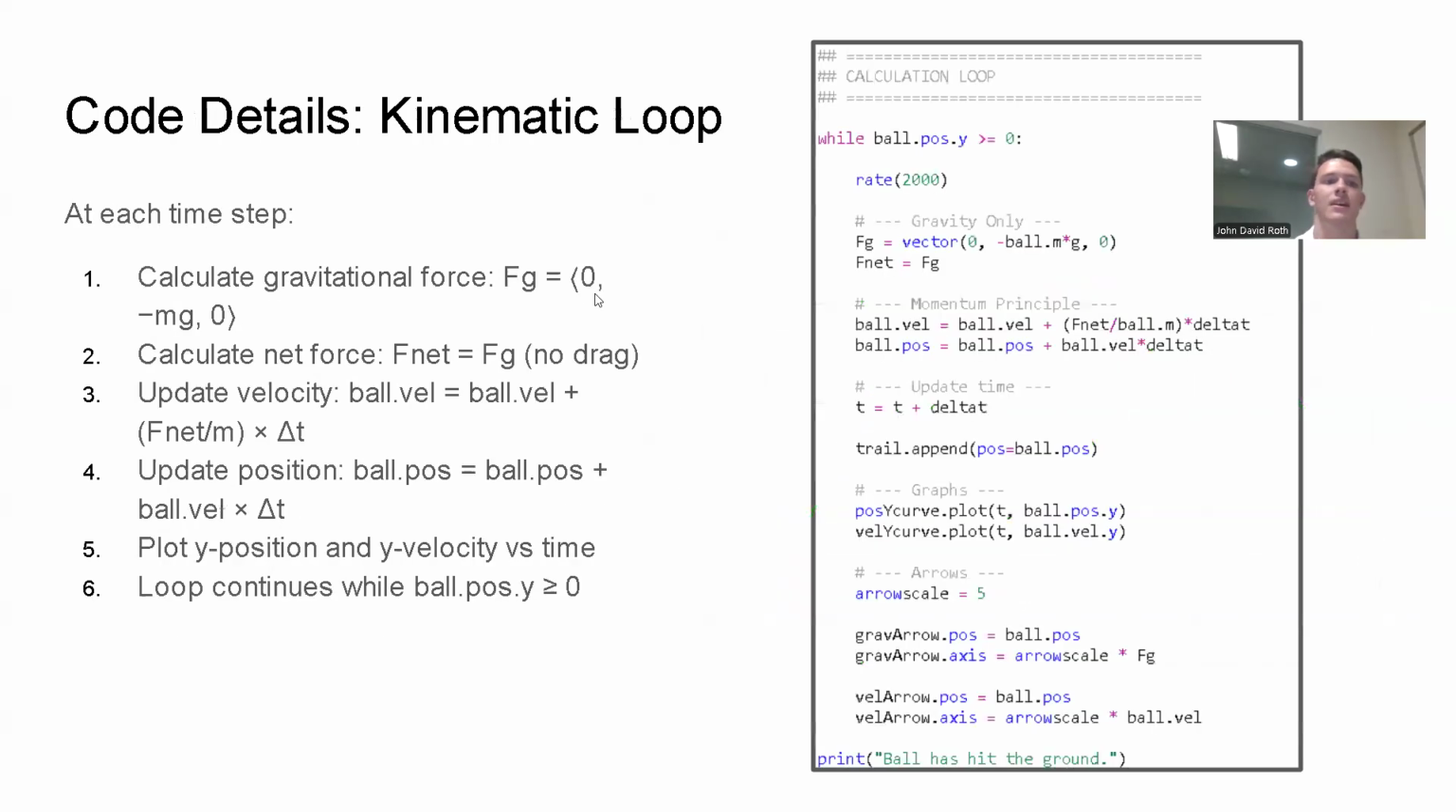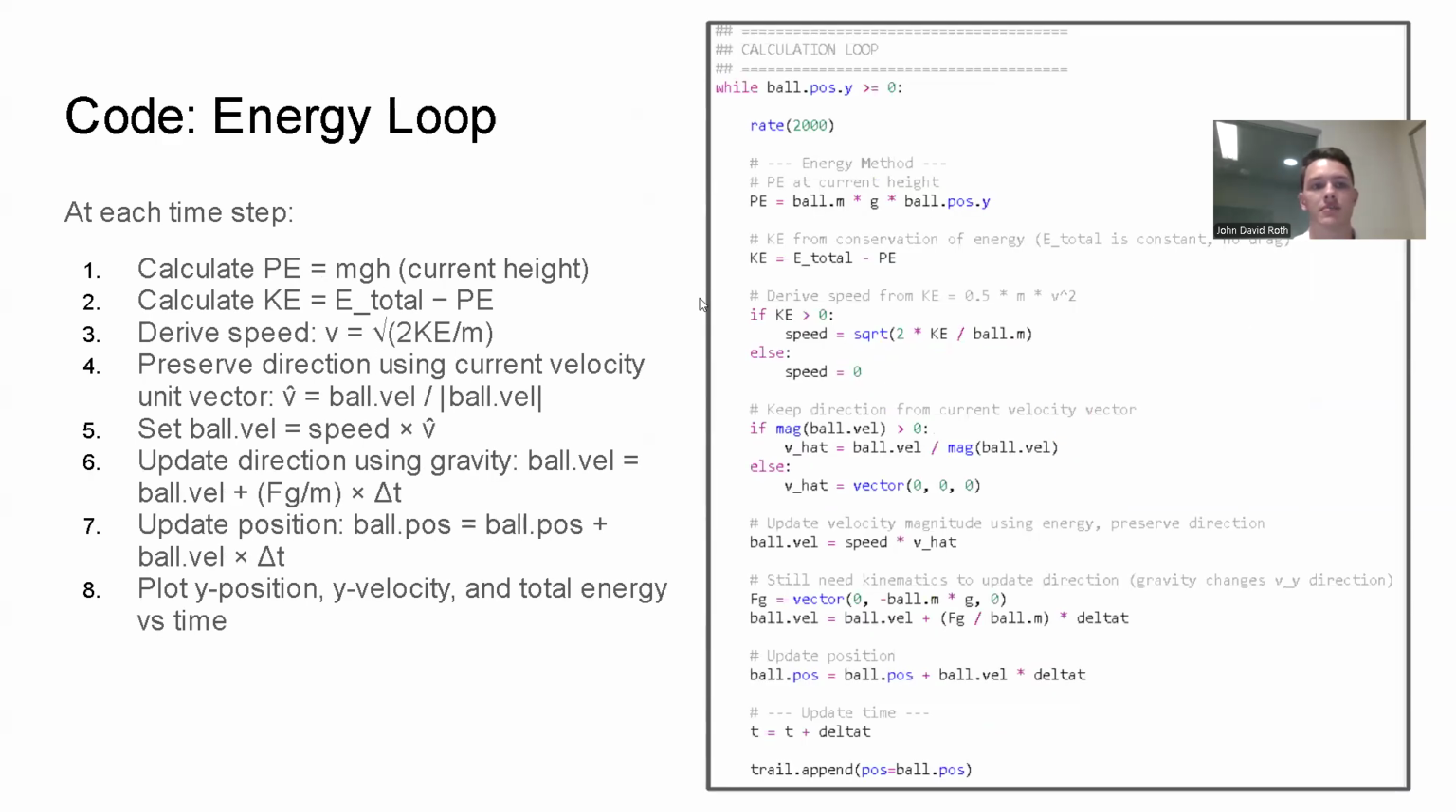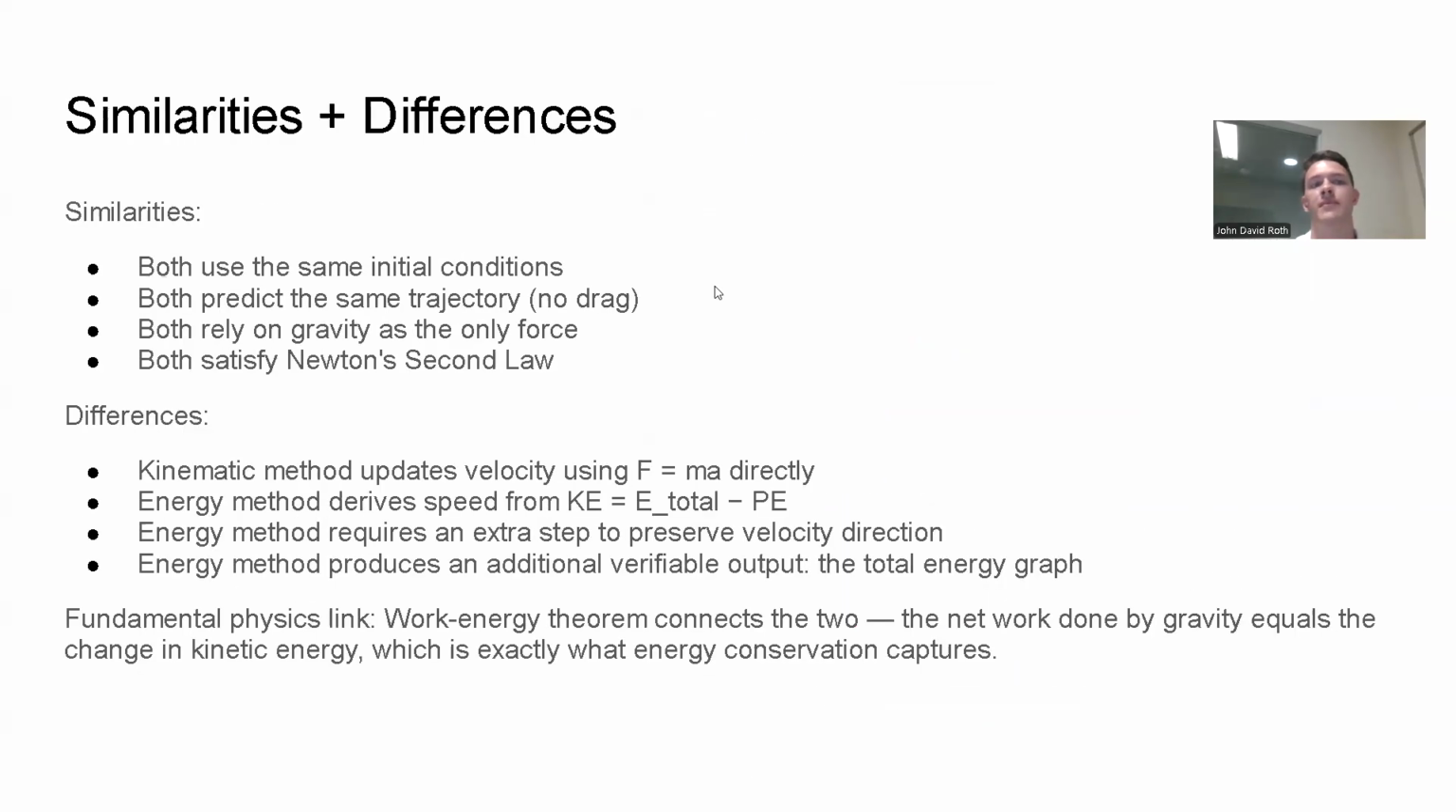This is the code for the kinematic loop. It calculates gravitational force, and uses the update position formula and the update velocity formula. This is the code for the energy loop. It calculates the potential energy and the kinetic energy. It derives the speed, then updates the direction using gravity, and then plots the information.